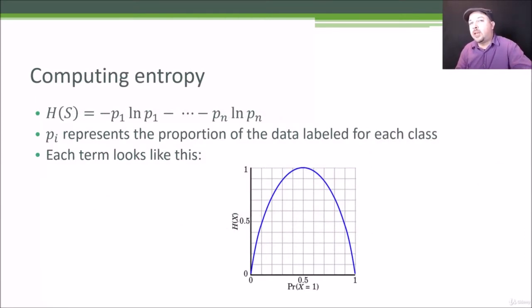When I actually compute a number for entropy, it's computed using this expression here. For every different class that I have in my data, I'm going to have one of these p terms: p sub 1, p sub 2, and so on through p sub n for n different classes that I might have. Each p just represents the proportion of the data that is that class. And if you plot what this looks like for each term, this negative p sub i times the natural logarithm of p sub i, it'll look something like this. And you add these up for each individual class.